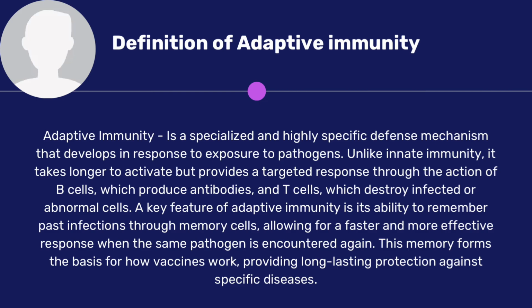A key feature of adaptive immunity is its ability to remember past infections through memory cells, allowing for a faster and more effective response when the same pathogen is encountered again. This memory forms the basis of how vaccines work, providing long-lasting protection against specific diseases.